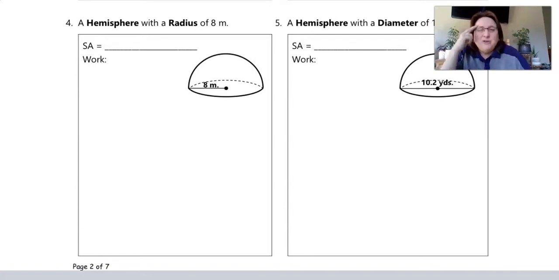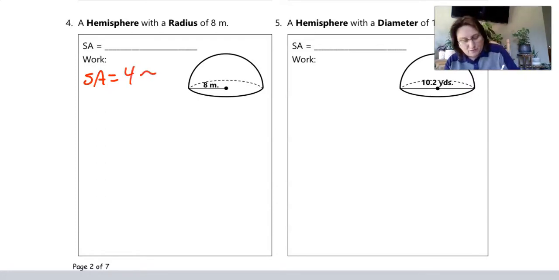If you look on your formula chart, there is not a formula for the surface area of a hemisphere. So let's think logically about this. If we found the surface area of the entire sphere and then cut it in half, maybe we can start there. So let's find the surface area of the entire sphere. Hey guys, what formula should we use?